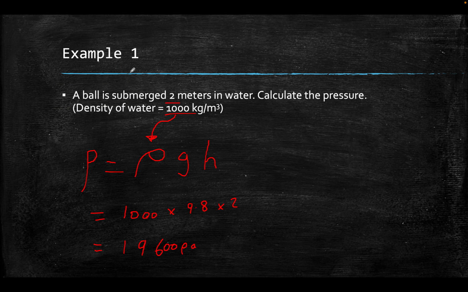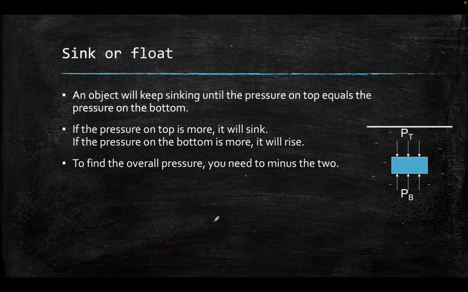As an example, a ball is 2 meters submerged into the water. Calculate the pressure. And we've given you the density of water. So every different material has its own density and it's given to you, so you don't need to memorize these numbers. We have pressure, density, times gravity, times height, the depth into the water. 1000 times 9.8 times 2 gives us 19,600 pascals.